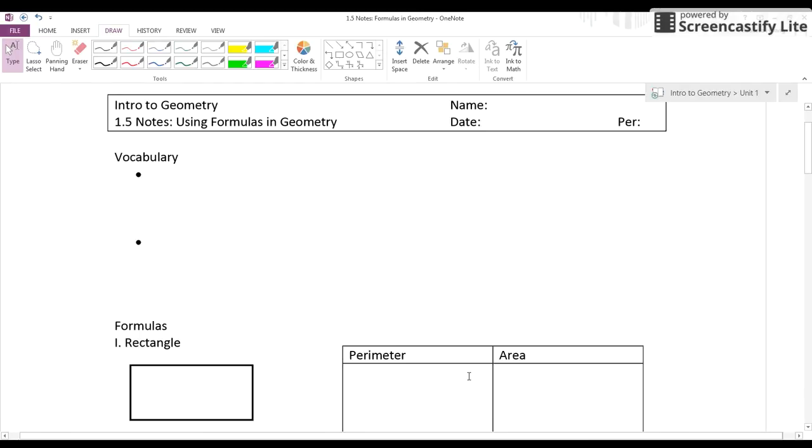So today we're really going to focus on a few familiar shapes. So rectangles, squares, triangles, and circles. So with rectangles, squares, and triangles, we have two big ideas, perimeter and area. Let's go ahead and define those.